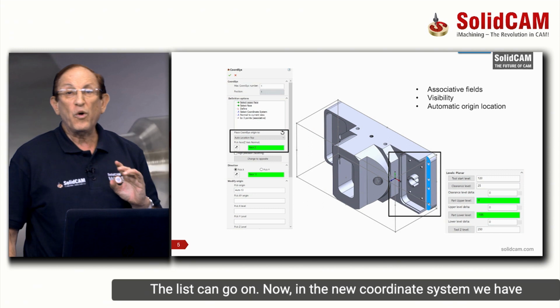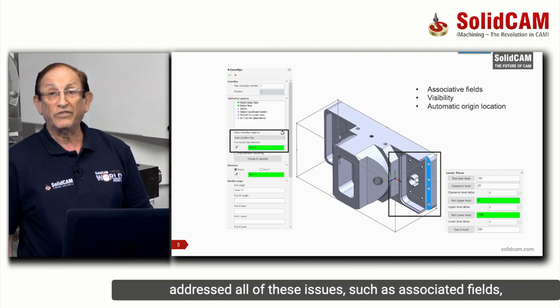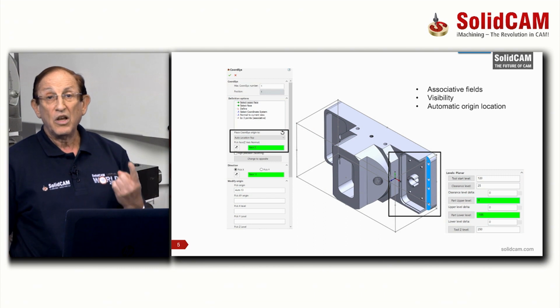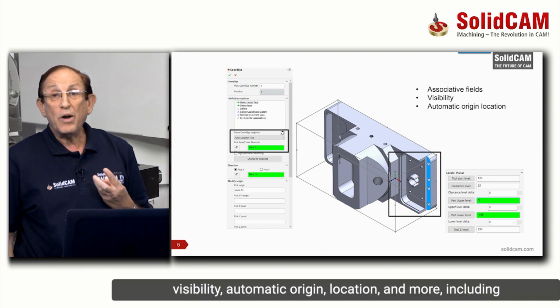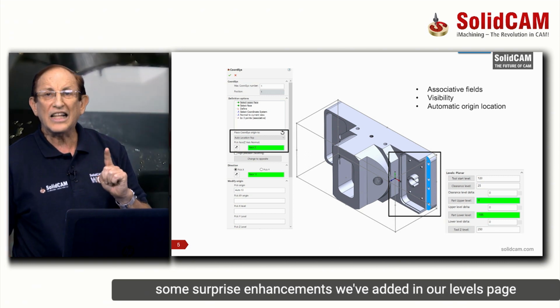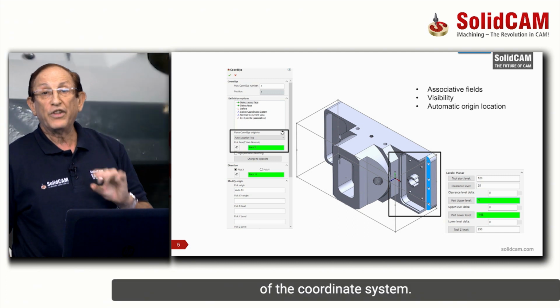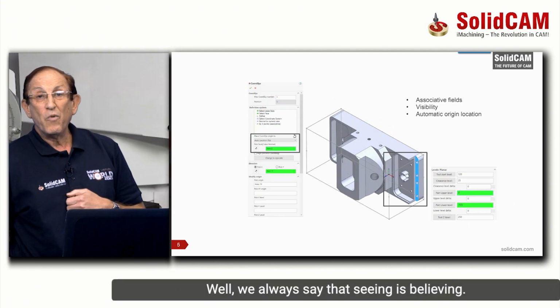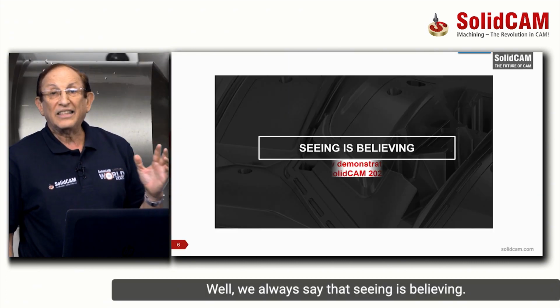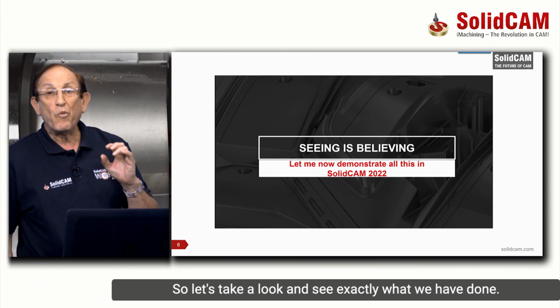Now, in the new coordinate system, we have addressed all of these issues, such as associative fields, visibility, automatic origin location, and more, including some surprise enhancements we've added in our levels page of the coordinate system. Well, we always say that seeing is believing. So let's take a look and see exactly what we have done.